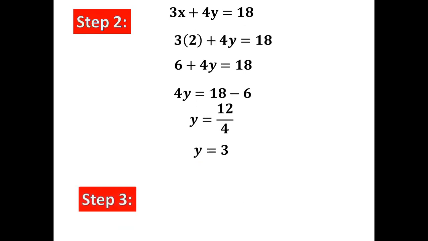So the last step is to write the coordinates properly. x was 2 and y was 3. So this was your answer. This has to be the answer for the equation.